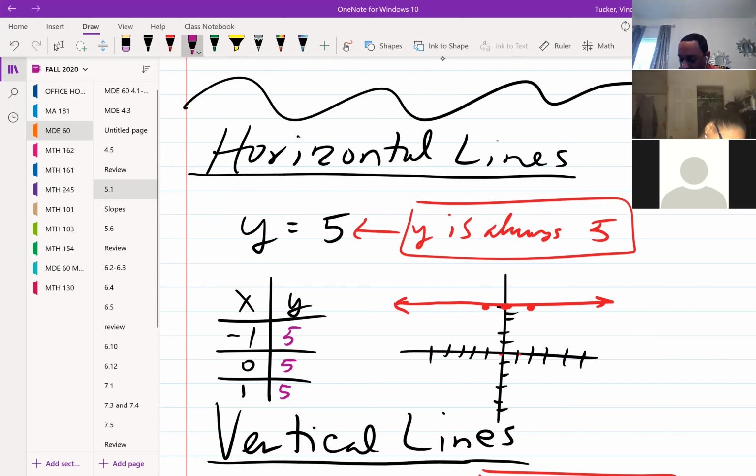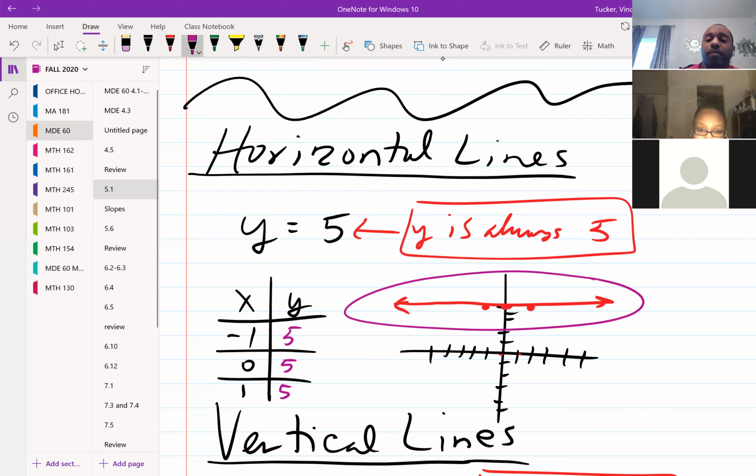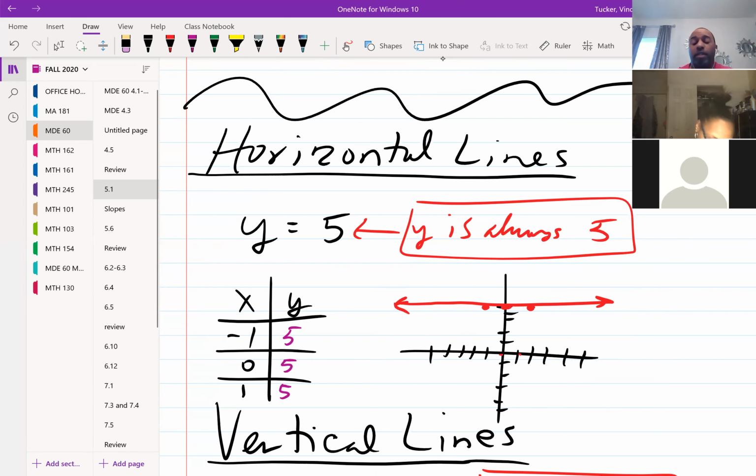So you can choose anything for x. But no matter what you do, y is always going to be 5. And what that will do is when you go to graph it, you go left 1, up 5, 0, up 5, and then right 1, up 5, and it will give you this horizontal line at 5. So if that was y equal to 7, then no matter what you choose for x, y would be equal to 7. If that was y equal to 11, no matter what you choose for x, your y's would be 11, and it will create a horizontal line at those numbers.